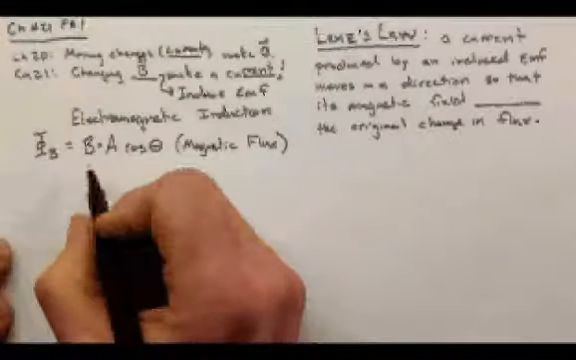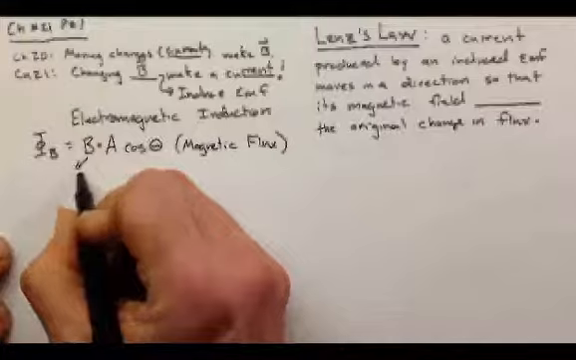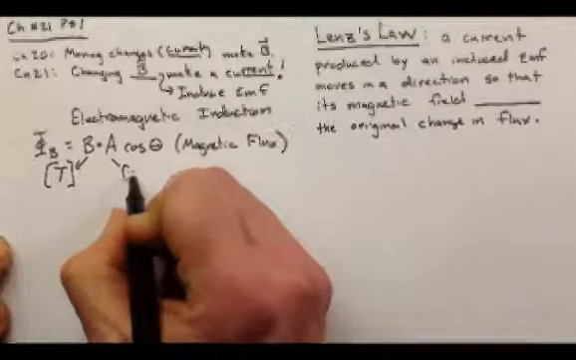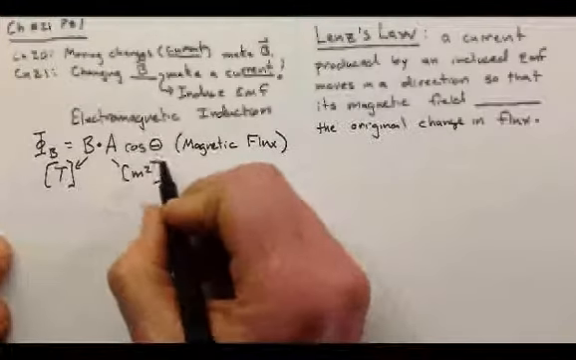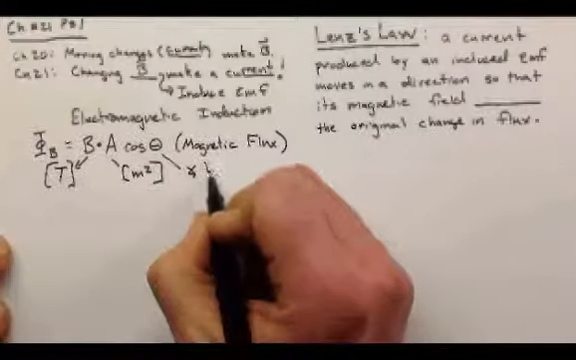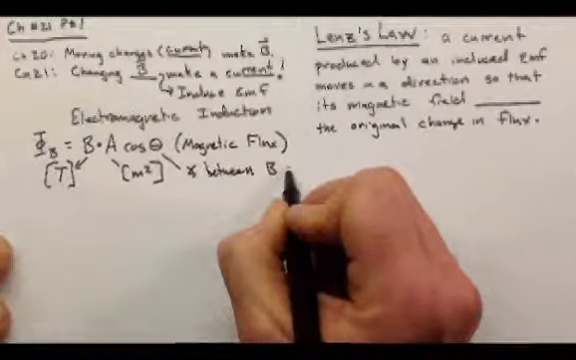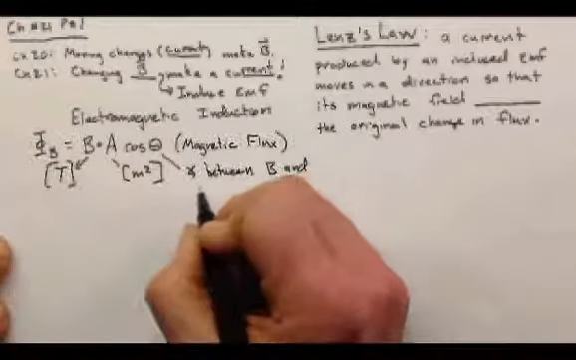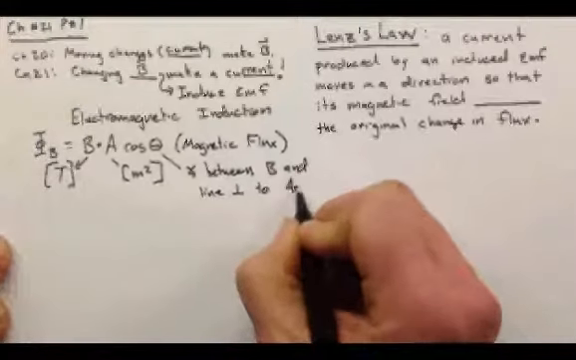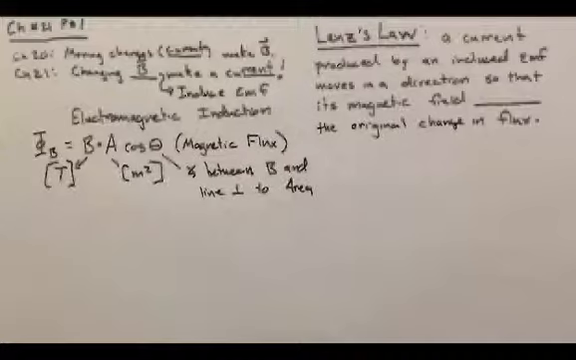Okay, so once again here, B is magnetic field, and that is measured in Teslas, right? A is the area, and that's measured in meters squared. And theta here is the angle between B and a line perpendicular to the area. Okay? Just like we showed in the drawing.